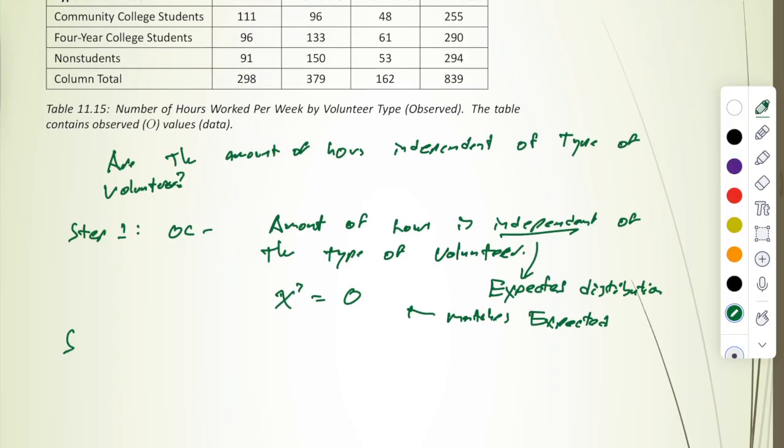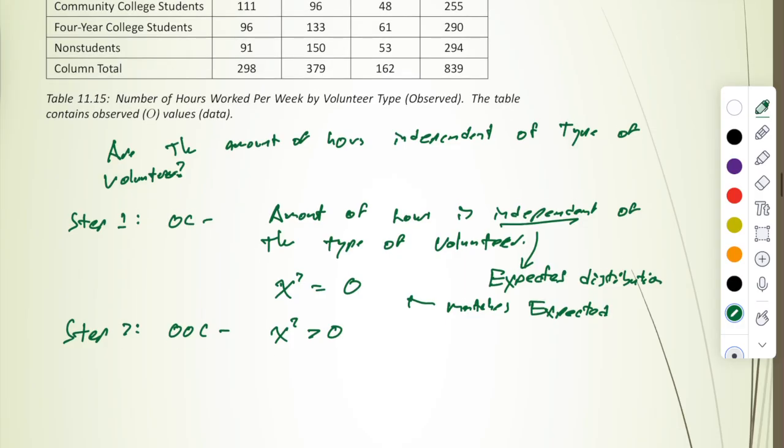All right, step 2, opposite of the original claim. Chi-squared is not equal to 0. It's bigger than it. And this is doesn't match expected, or is not independent.